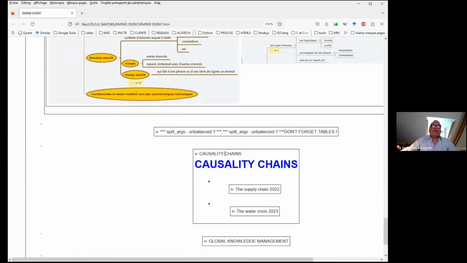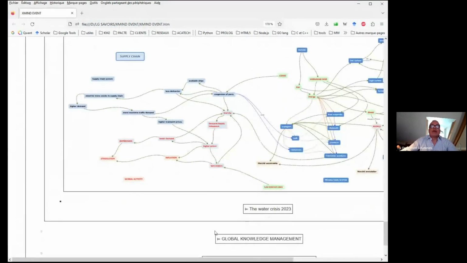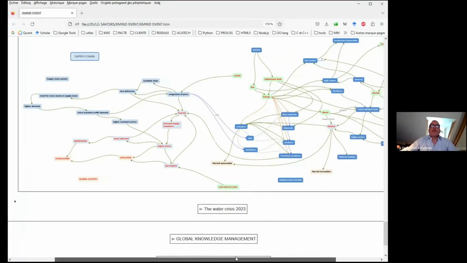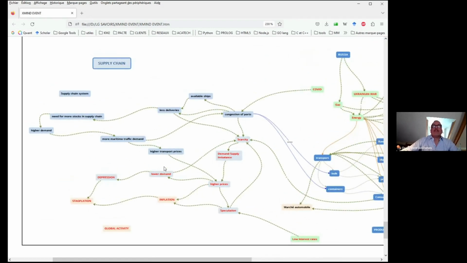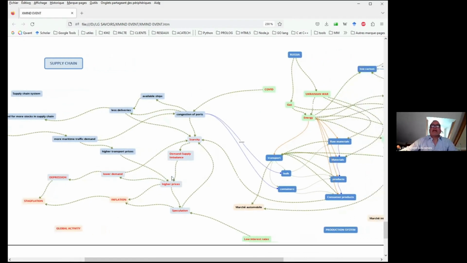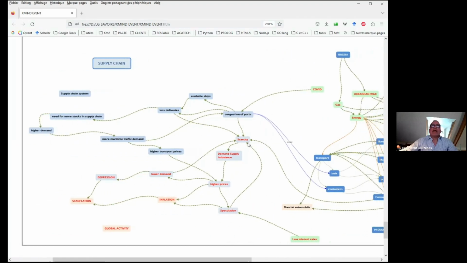You can understand causality chains. Causality is a way to say that when you do something, then something else will be impacted. And this is how we model the fact that the supply chain last year was impacted by COVID, by the Ukrainian war, by price of energy, and so on, and notably the congestion of ports.